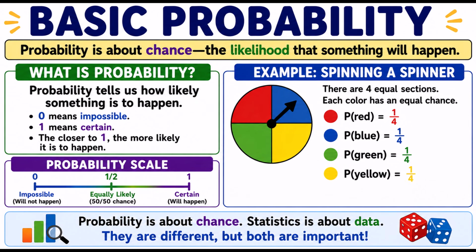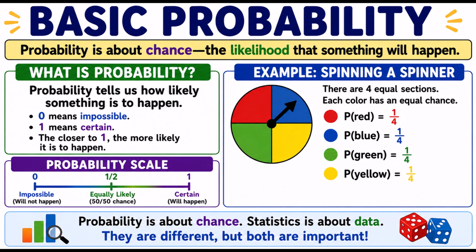Basic probability. Probability is about chance, the likelihood that something will happen. Probability tells us how likely something is to happen. 0 means impossible. 1 means certain. The closer to 1, the more likely it is to happen.